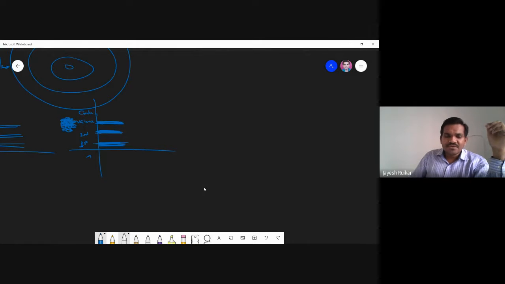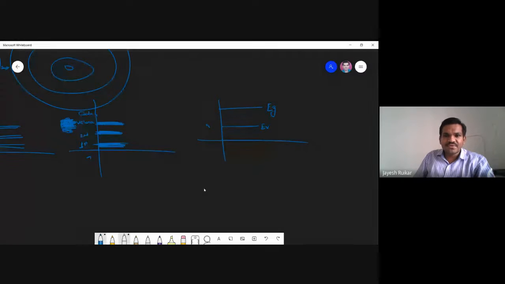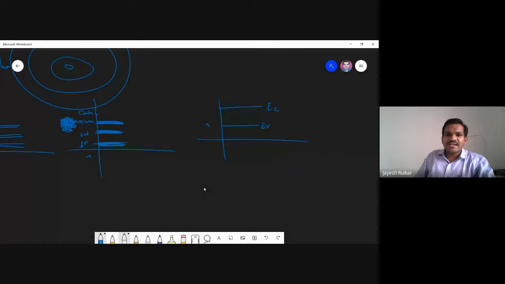Now, the energy. This is what I'm talking about: the valence band, represented as EV. This is my EG. Sorry, not EV, this is my EC. So this is my valence band, I will write it as valence. And this is my conduction energy, the conduction band.